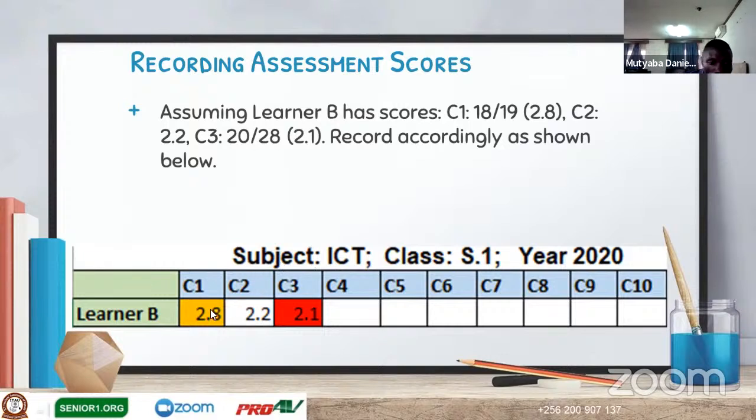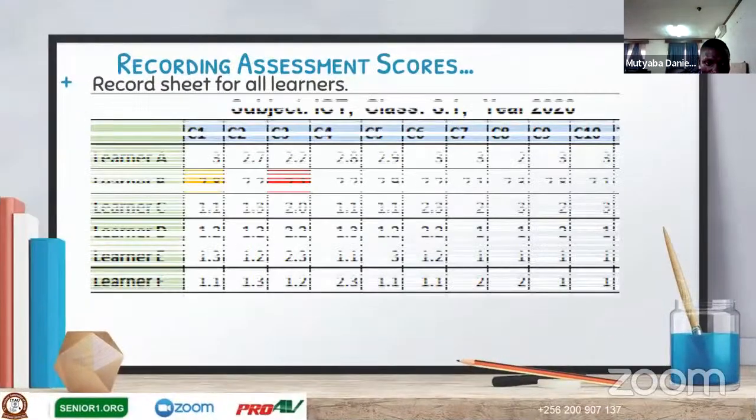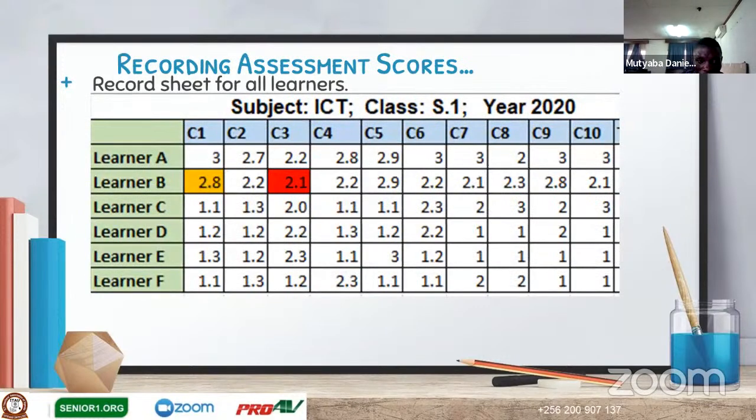Now, if it comes to your mark sheet, ladies and gentlemen, from your score sheet, you're going to put that learner's name, for example, Mutiaba Daniel. Chapter 1, scored 2.8. Chapter 2, scored 2.2. Chapter 3, 2.1. This will be the record sheet for all the learners. This is your sample learner, learner B. Then at the end of the year or the term, you'll be having all the records for all the chapters and for all the learners.